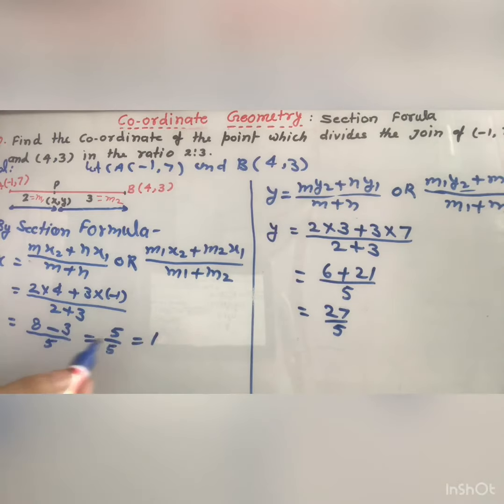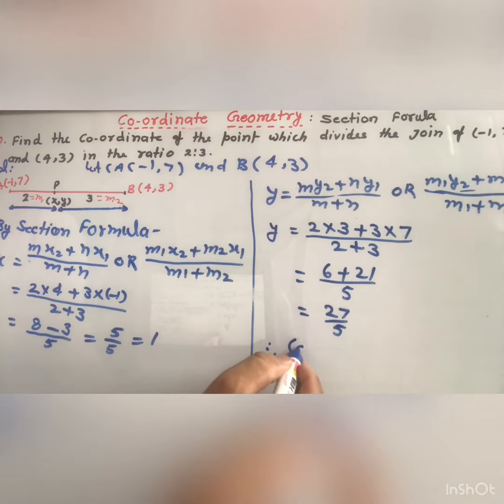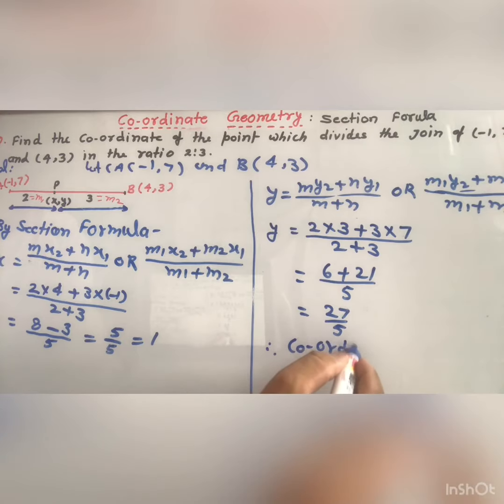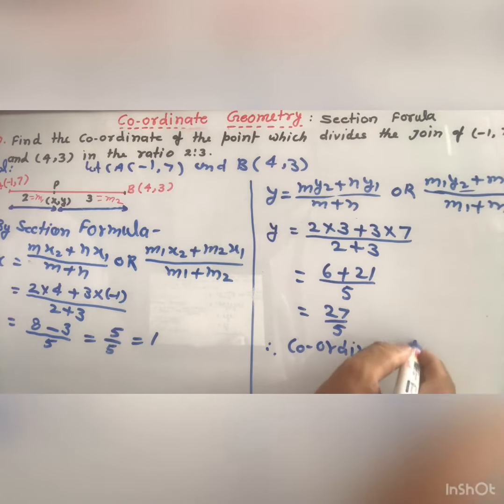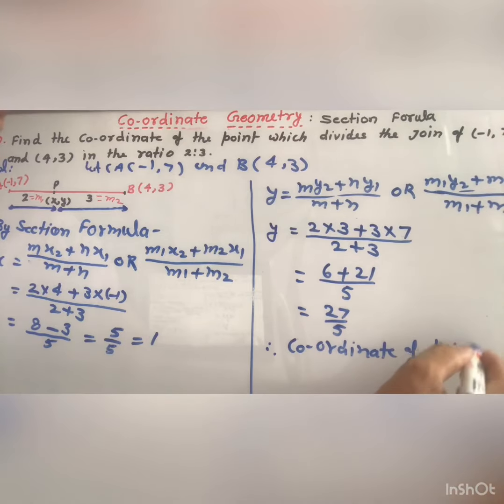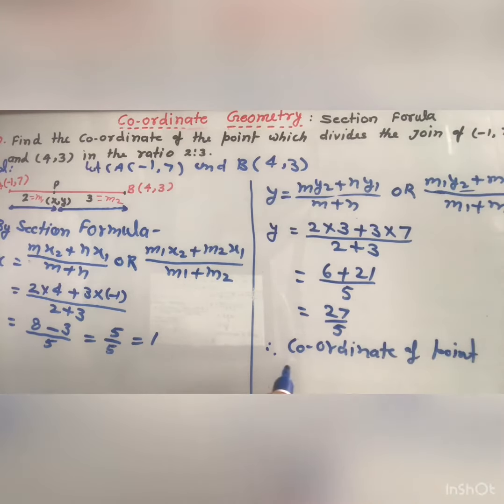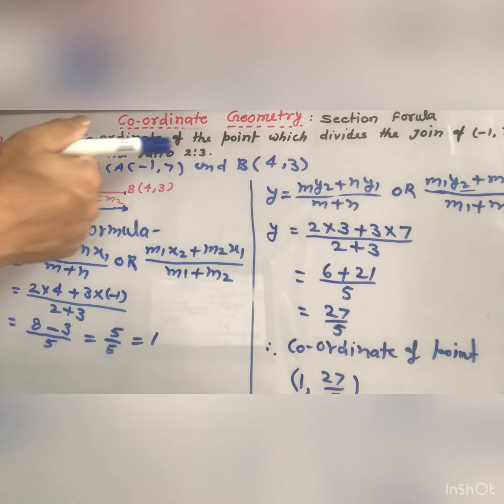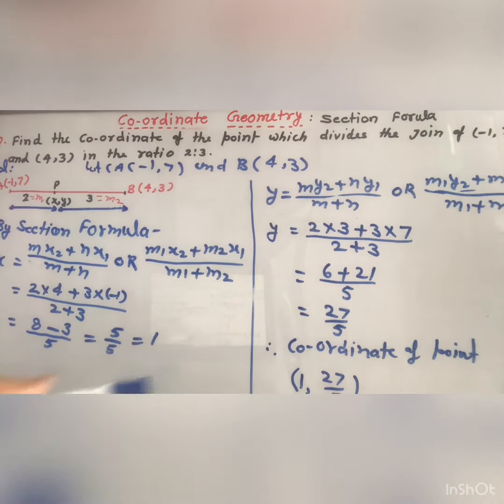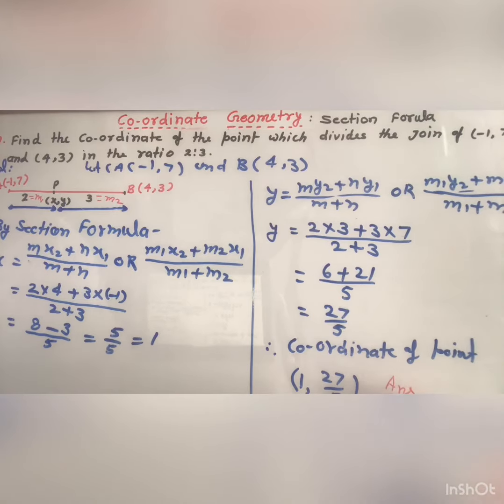Now, therefore the coordinate of the point: x is 1 and y is 27 by 5. Okay, so the question says find the coordinate of the point. So the coordinate of the point is 1, 27 by 5. So this is the answer of this question.